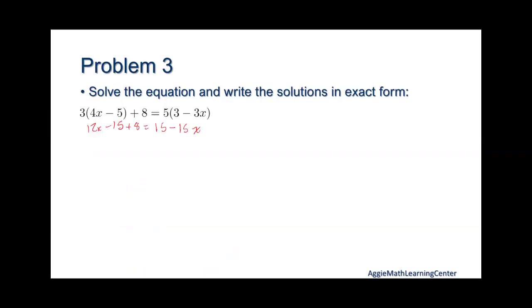All right. And what would you do next? Combine like terms for each side. So combine -15 and 8. And after that? I would take 15 and say plus 15x, and then on the other side do plus 7 to the other side.